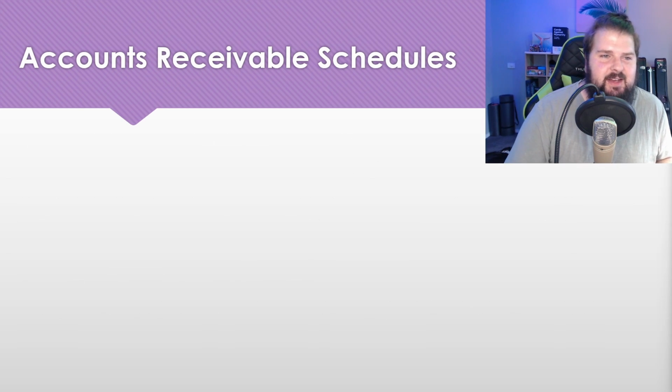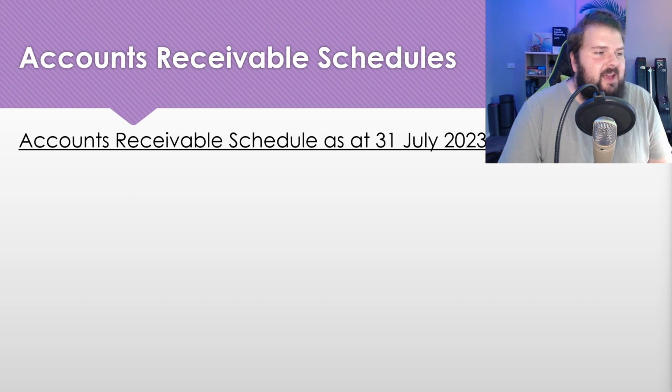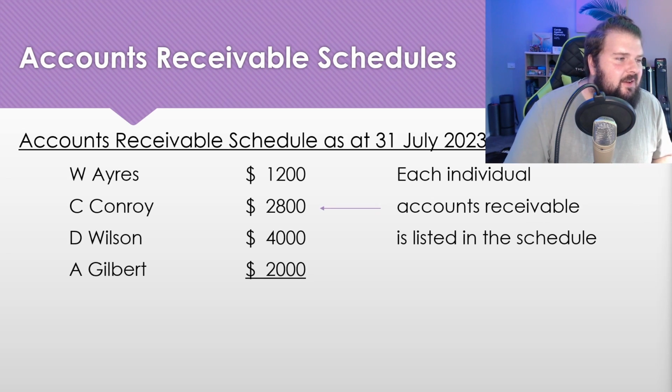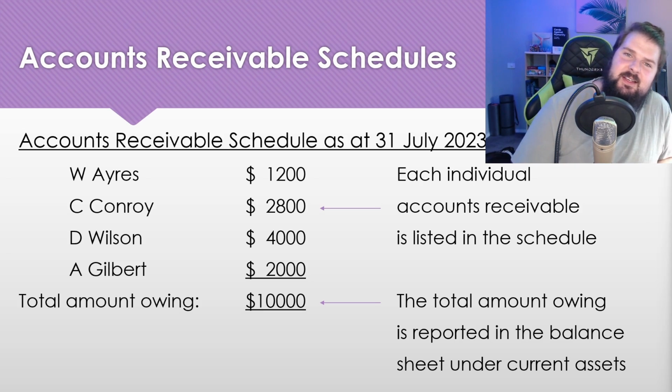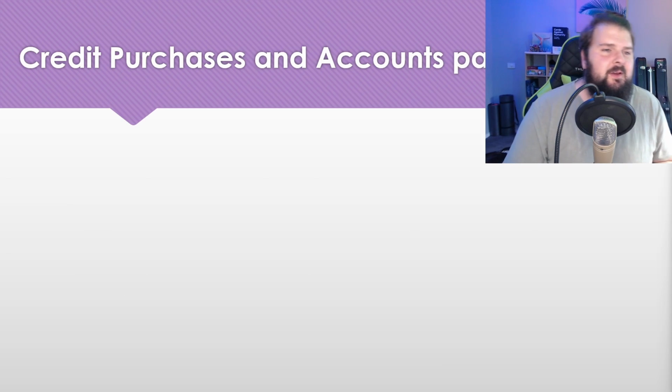So let's have a look at an example of this. Here we have our accounts receivable schedule at the 31st of July, 2023. And you can see these four individual people owe us these amounts of money, which totals $10,000. So we can actually check against their individual records and against the balance sheet.